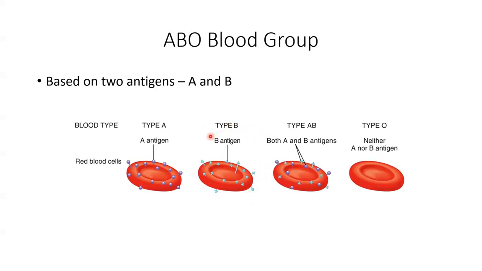Those who have antigen B only have type B blood. Individuals who have both antigen A and antigen B antigens will be type AB blood, and those that have neither are type O blood. So if you have A antigens, type A, B antigens, type B, both antigens, type AB, and then neither antigens, type O.